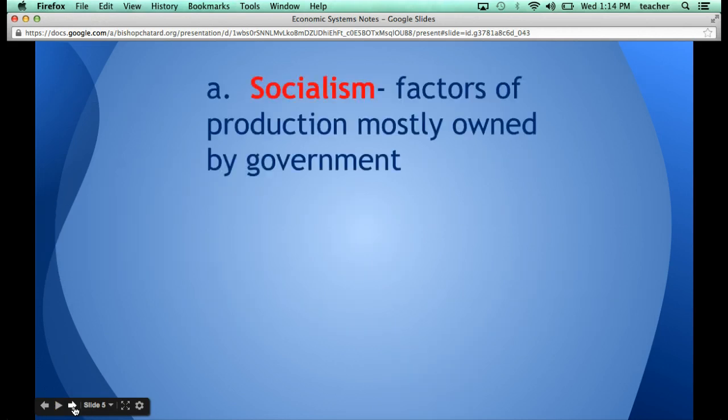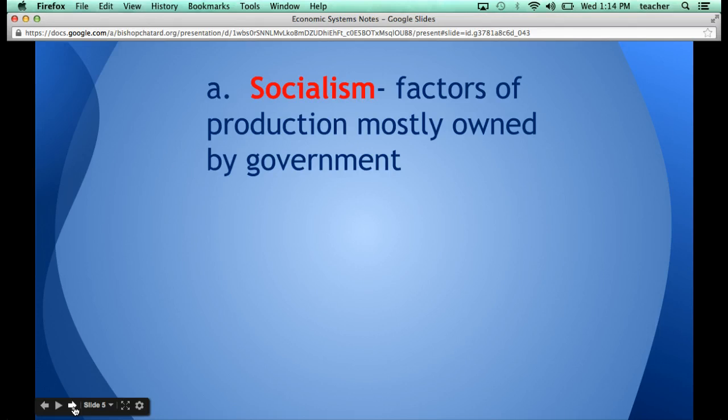Now, from Karl Marx's ideas, we have two kinds of philosophies that formed. The first one is called socialism. So I'm sure you've heard of socialism. Socialism is the idea that the factors of production are mostly owned by the government. Not completely, but mostly. The point under this theory, going with Karl Marx's ideas, is that the government will take the factors of production and distribute them evenly among the people. That's the idea.